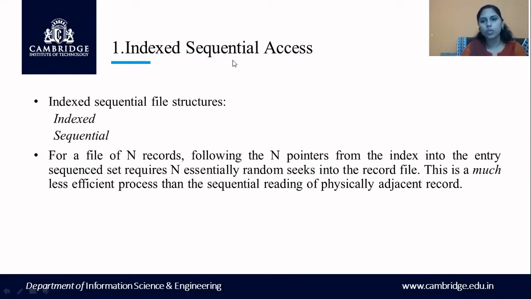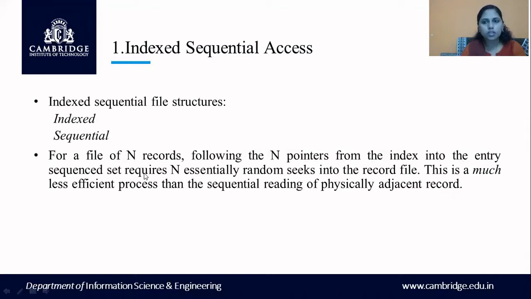Sequential access, we already know the meaning, means searching the records one after the other in a sequential manner. So today we are going to combine both of these file structures, index as well as sequence, to create a new file structure, that is indexed sequential access. Now you can see here, for a file of n records, following the n pointers from the index into the entry sequenced set. That means if you have n records, for each record you are going to have its own index, right? That means it's going to have its own key and associated address.